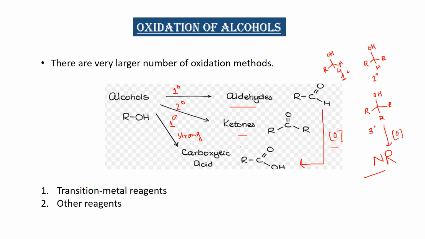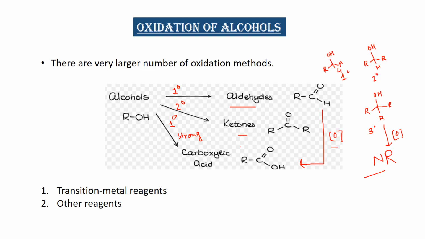There are two types of oxidizing agents: some are transition metal containing, and the other reagents are those which don't contain any transition metal. So they are divided into two types. In the last class we discussed the transition metal containing reagents. Today I will discuss those other important reagents.